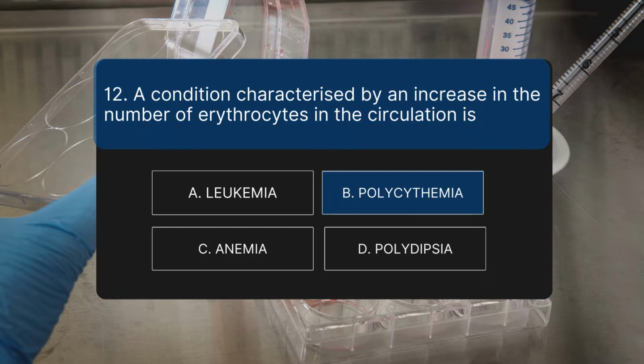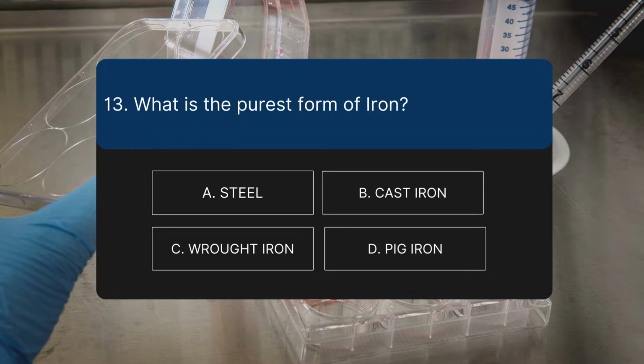Next question. What is the purest form of iron? A. Steel, B. Cast iron, C. Wrought iron, and D. Pig iron. And the correct answer is option C, wrought iron. Wrought iron is the purest form of iron. Iron is obtained as wrought iron through the smelting process.